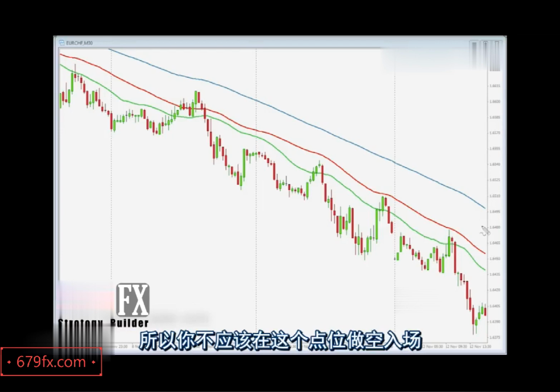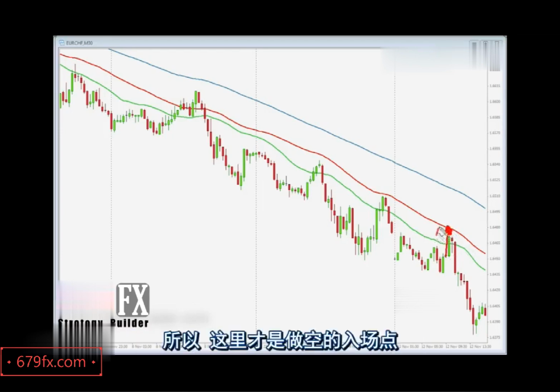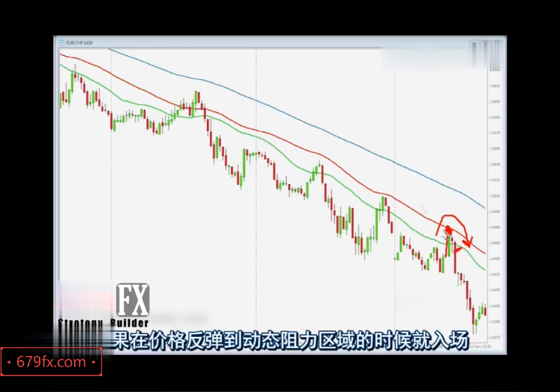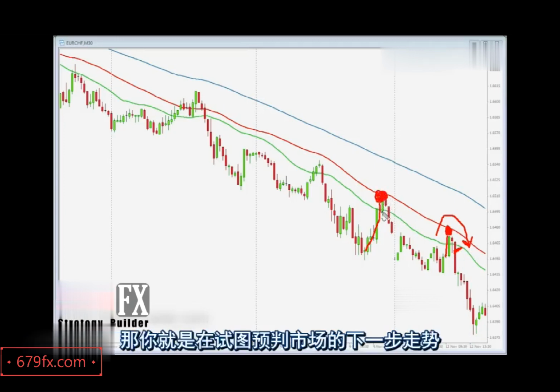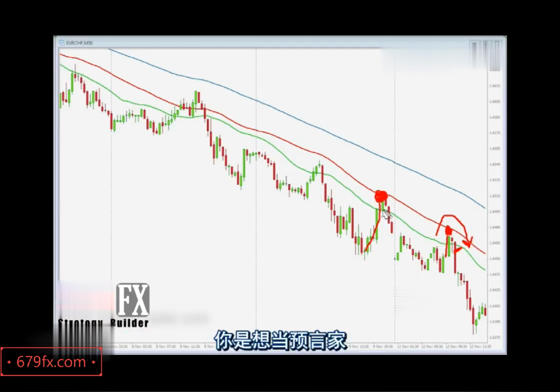That's why you don't enter short as price reaches up here. You don't take the short here. You wait for the signal that price begins to turn around, and there is where you enter short. If you enter short as price retraces back to the dynamic area of resistance, right there, you would be trying to anticipate. You would be playing, I don't know, an oracle, a forex oracle, like I say, trying to anticipate the next move. That's not what trading is about.